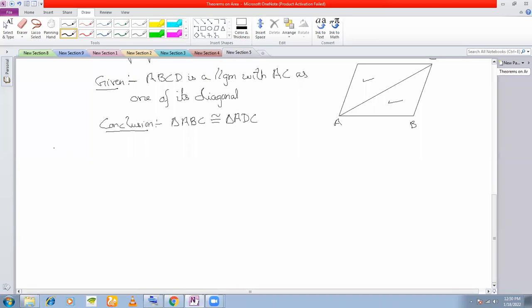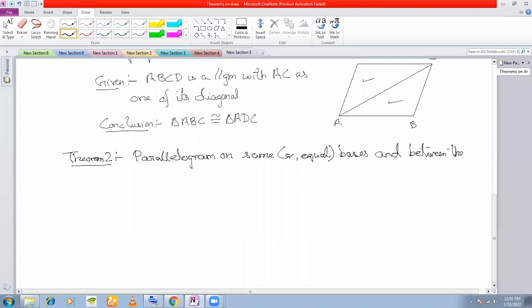The next theorem, and a very important theorem, is that parallelograms on the same or equal bases and between the same parallel lines must have equal areas. What does this mean?